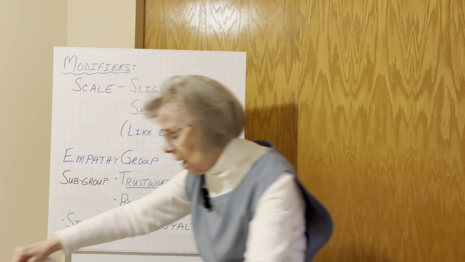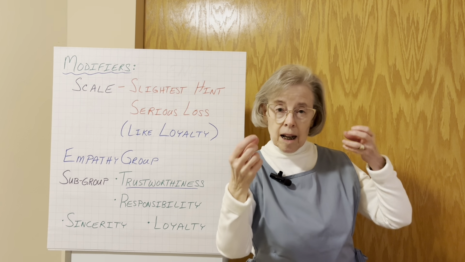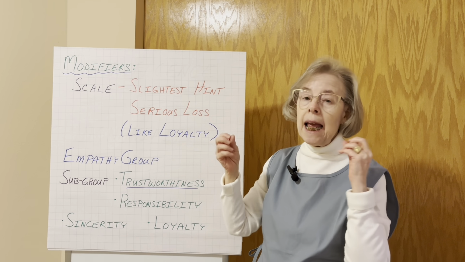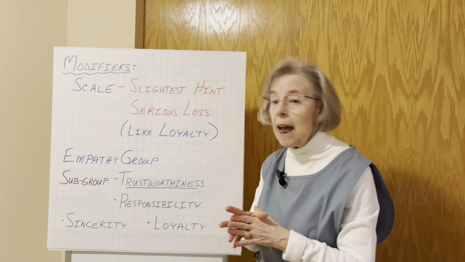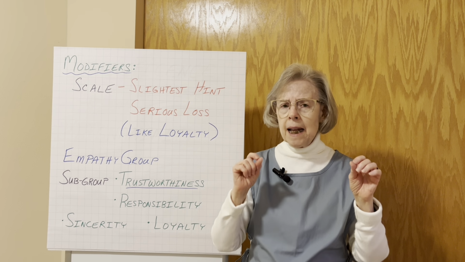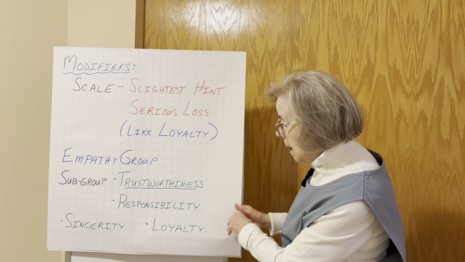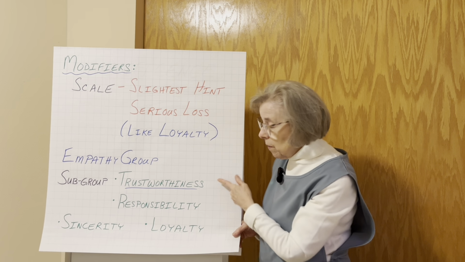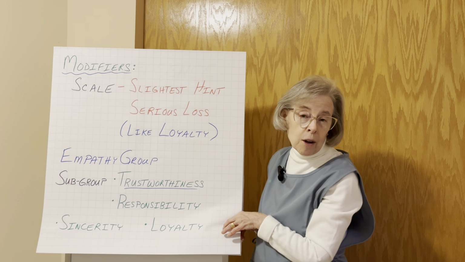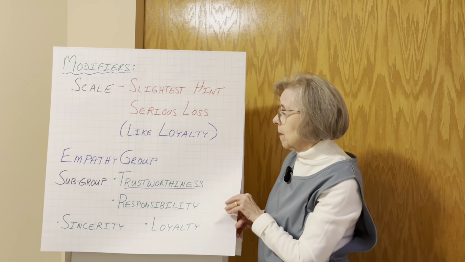Trustworthiness is an interesting virtue in that the scale is such that the slightest hint is very serious for your reader. It's like loyalty in that regard. So it gives you something that you can use as a flag to indicate that this character might be your villain very early on in circumstances that otherwise might seem quite innocent. Trustworthiness concluded the subgroup, which bears its name, of empathy, along with responsibility, sincerity, and loyalty. As a whole, that makes the trustworthiness subgroup of the empathy traits.